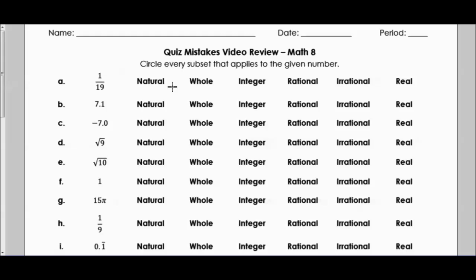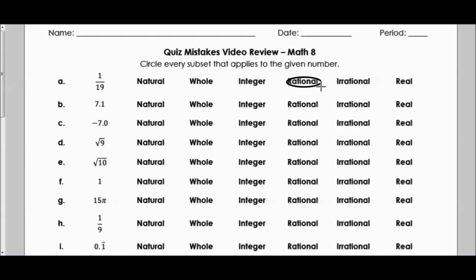So on this first one, we're going to start out by probably dividing that and seeing what that number looks like. 1 divided by 19. The problem is we don't get a repeating decimal, and we don't get a decimal that stops. Even though we don't have that, any fraction is really just a ratio, which makes it a rational number.